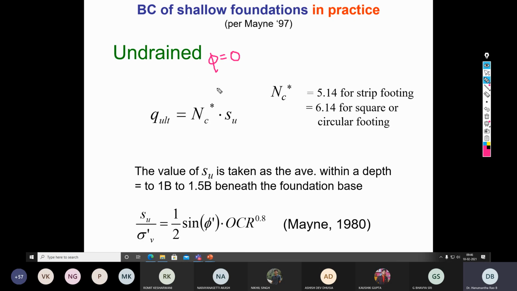So that means when phi is 0, that condition reflects the undrained situation. In case of the undrained situation, you should use Q ultimate equal to NC star into SU, where NC star is 5.14 or 6.14, depending upon the shape of the footing. And SU is called the undrained shear strength of the soil, which can be taken within a depth of 1B to 1.5B beneath the foundation, and you can use this equation for calculation of the undrained shear strength. Instead of using this equation, most of the time people use SU as equivalent to the cohesion, so that is also valid.